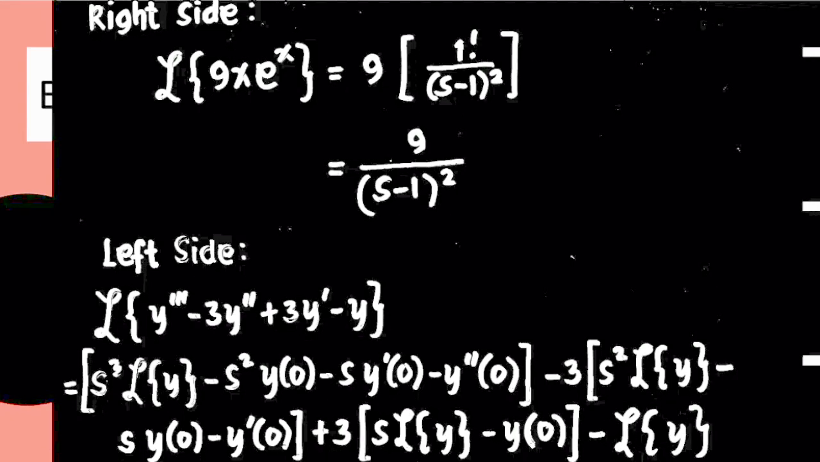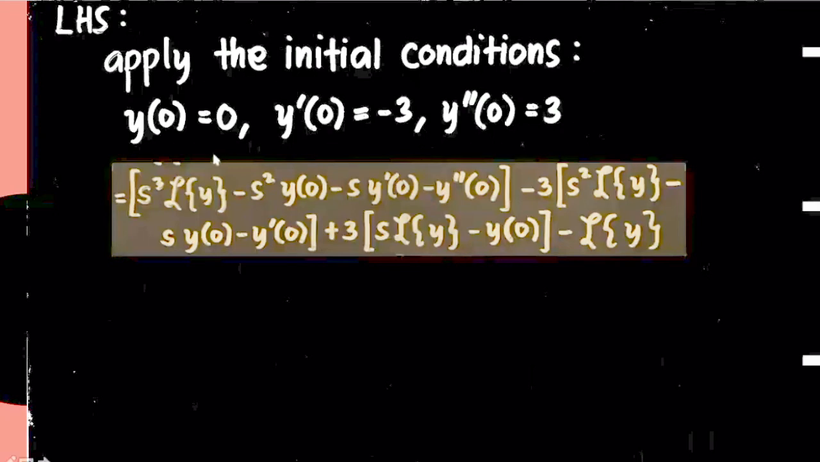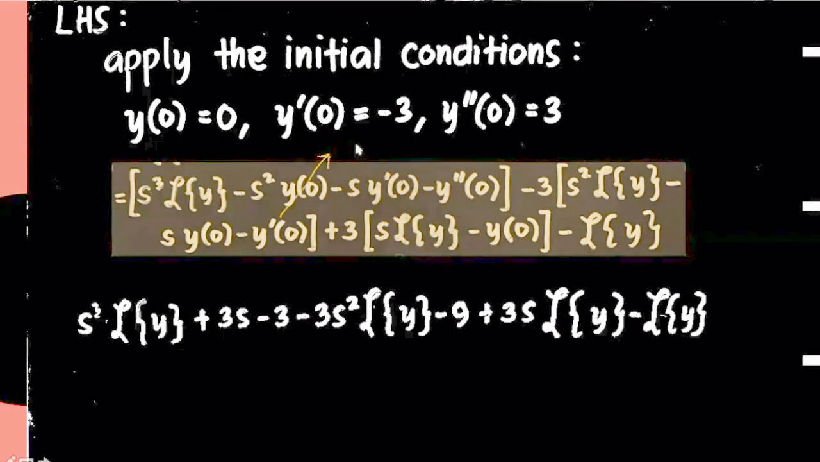Now, the next step will be applying the conditions. So we apply the initial conditions. It says that the value of y is equal to 0 when x is equal to 0. y prime is equal to negative 3, and y double prime is equal to positive 3 when x is equal to 0. So going back to the Laplace of the left side of the equation, in which we have utilized the Laplace of derivatives, now we apply the initial conditions. So what we will do is replace y of 0 equal to 0, y prime of 0 equal to negative 3, y double prime of 0 equal to positive 3. So find them here and replace them by these values. So y of 0 is equal to 0.